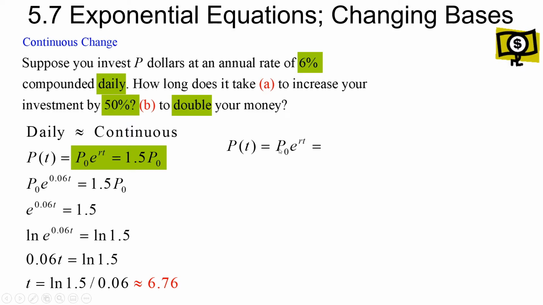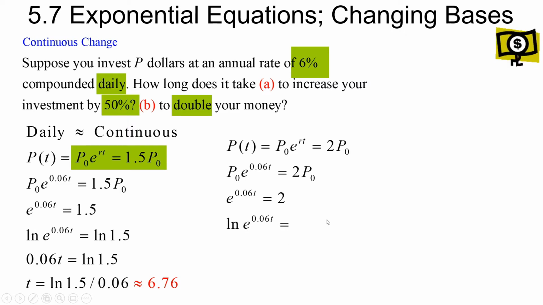Okay, now let's double our money. So now this P sub 0 e to the RT is going to have to equal 2 times P sub 0. And same thing, let's put in our rate and then divide both sides by that P sub 0. So I've got P sub 0 e to the 0.06t power equals 2 P sub 0. And dividing both sides by P sub 0 will give me e to the 0.06t equals 2. And one more time, let's just take the natural log of both sides. The natural log of e to the 0.06t, I could skip a step and go right to 0.06t. And then the natural log of 2.